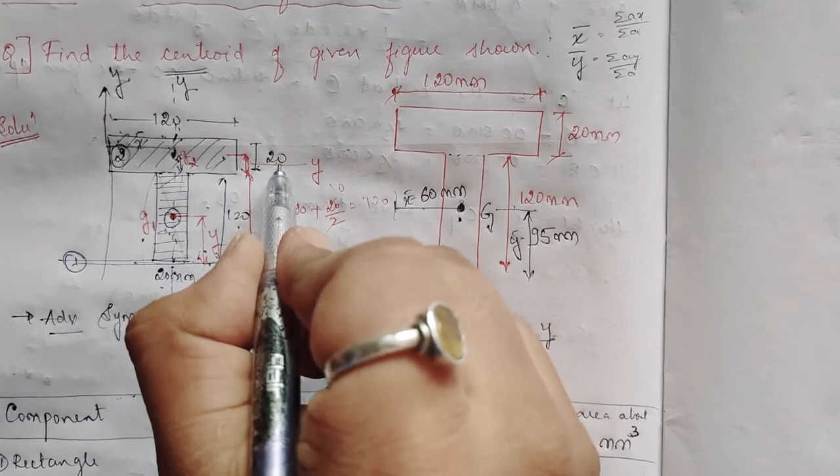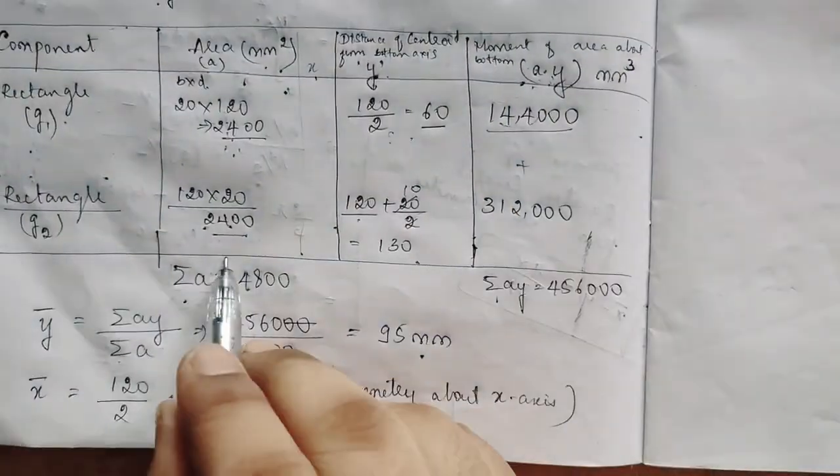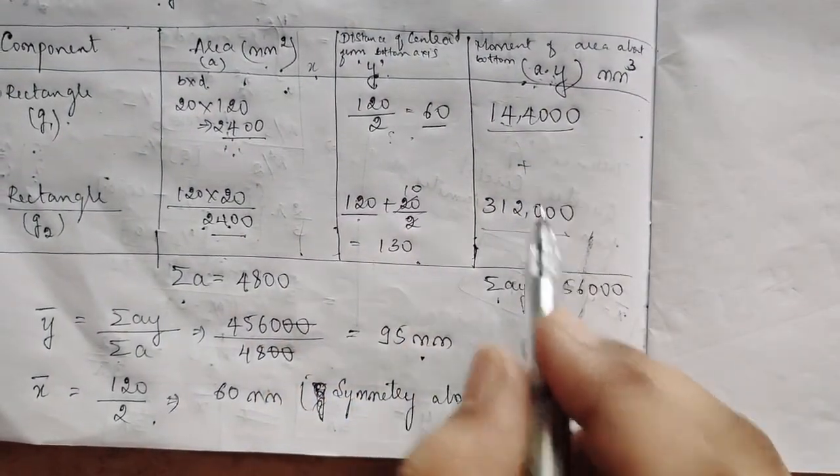So 120 plus 20 by 2, it is nothing but 130. So multiply, you will get this answer.